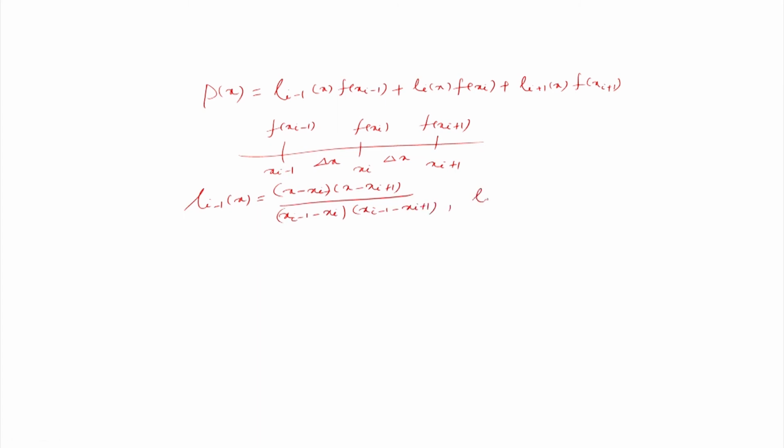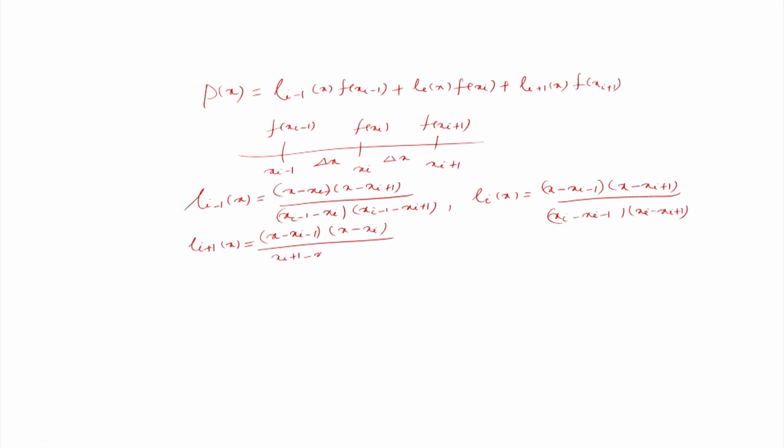Similarly, we can write Li of x as (x minus xi minus 1) (x minus xi plus 1) divided by (xi minus xi minus 1) (xi minus xi plus 1). Similarly, we can write Li plus 1 of x as (x minus xi minus 1) (x minus xi) by (xi plus 1 minus xi minus 1) into (xi plus 1 minus xi).